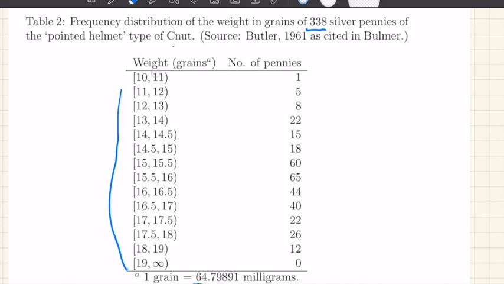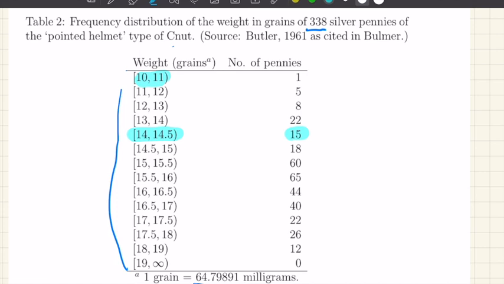So here we have an interval of size 1 grain, right? But here we have an interval between 14 and 14.5. In this interval, they found 15 pennies. So the interval can be of any size. It's arbitrary because it's continuous.